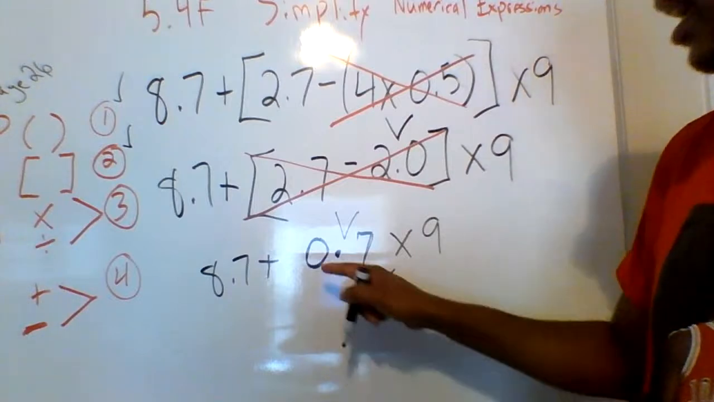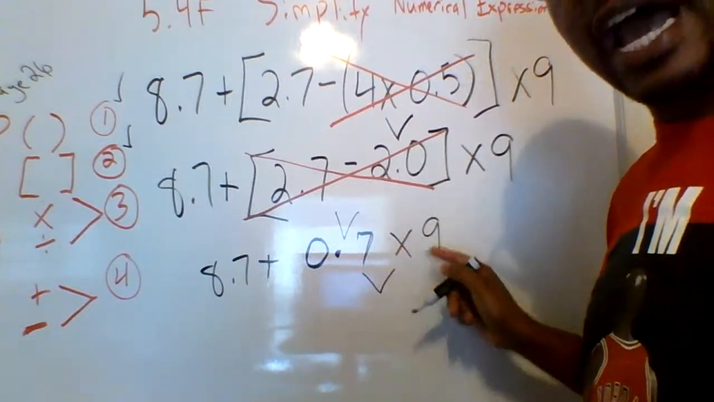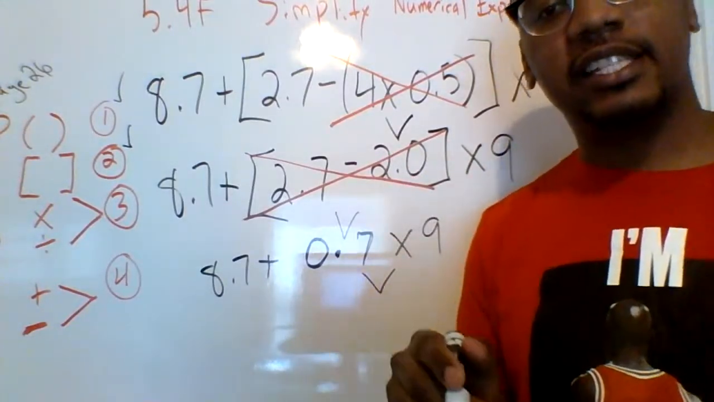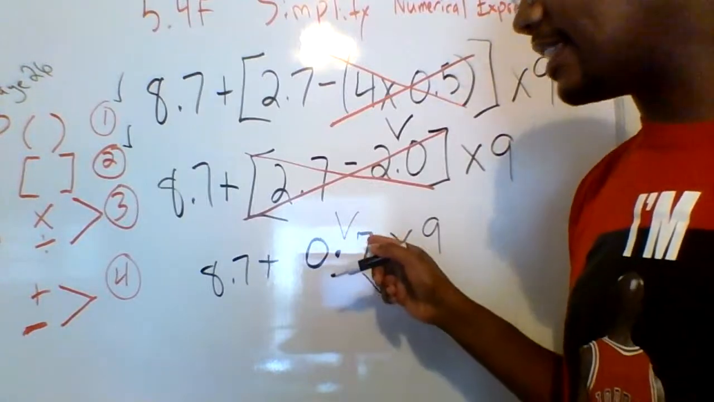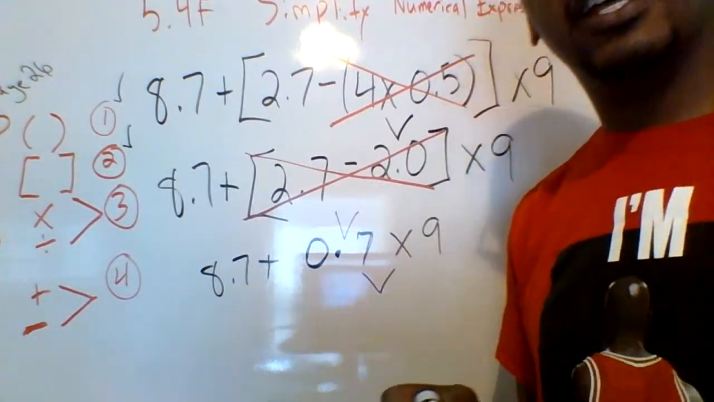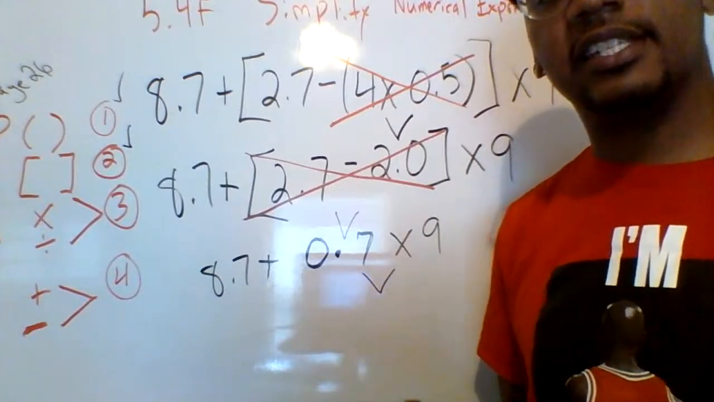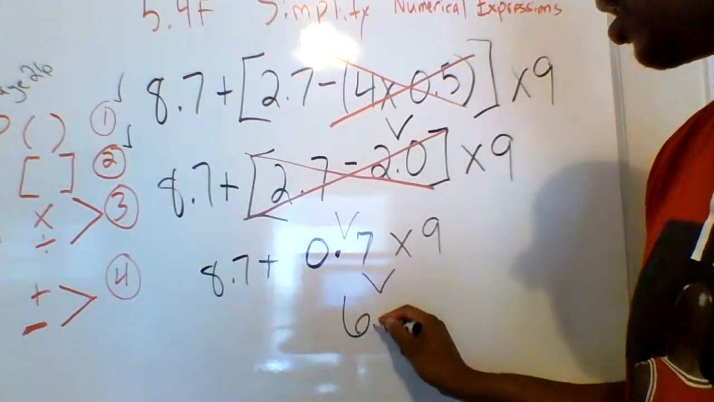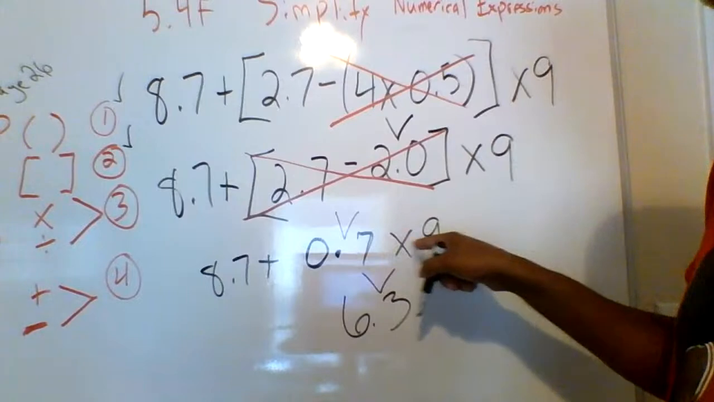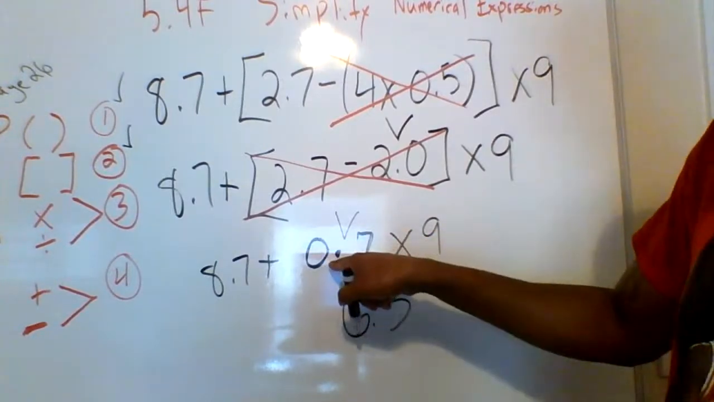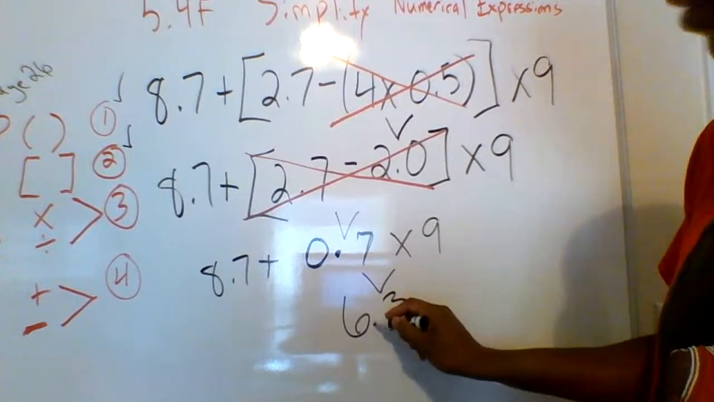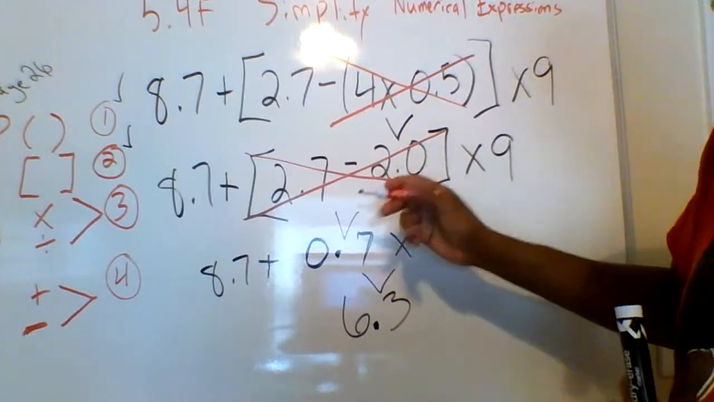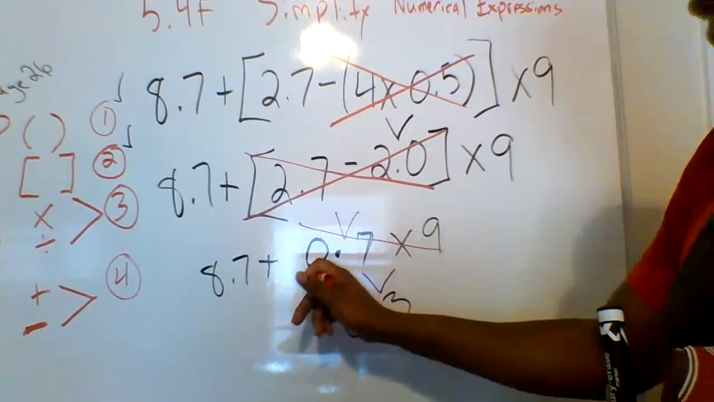0.7 times 9. Well, 9 times 7 is 63. But that's not 7 wholes. That's 7 tenths. So 9 times 7 tenths is 6.3 tenths. Again, 9 times 7 is 63, but I need one place behind the decimal point. So that's why it's 6.3. Now I cross this out because I don't need it no more.